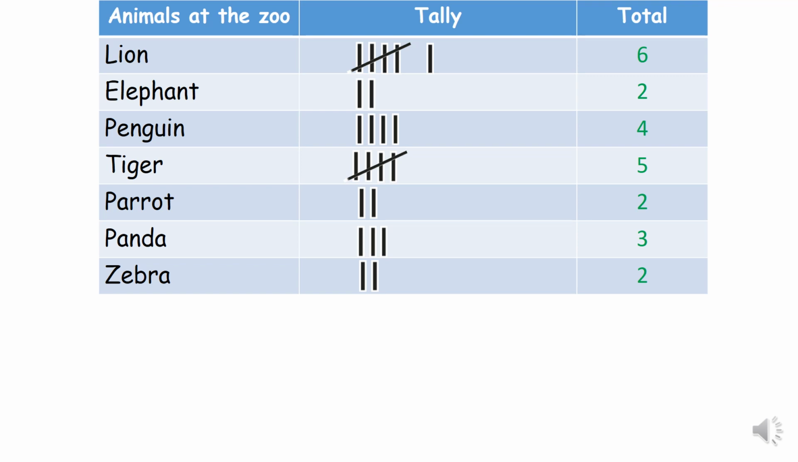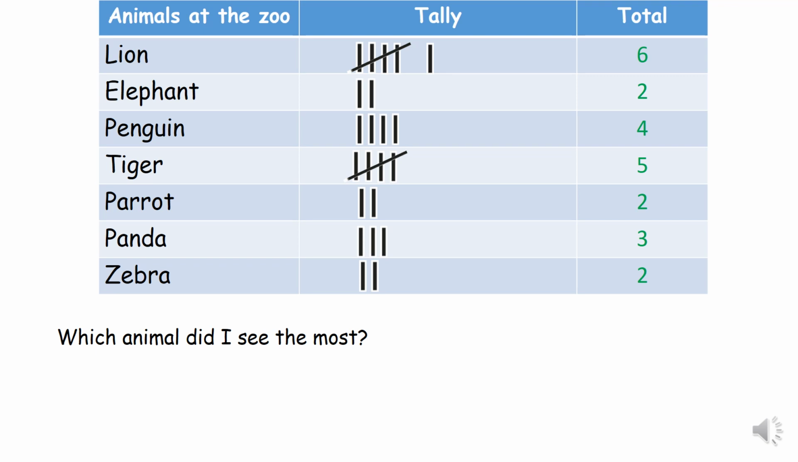So just like this, now I have a completed tally chart of all the animals that I saw at the zoo. Now I can use my tally chart to help me answer questions. My first question is, which animal did I see the most? Most asks me what animal I saw most often. So that means the largest number.